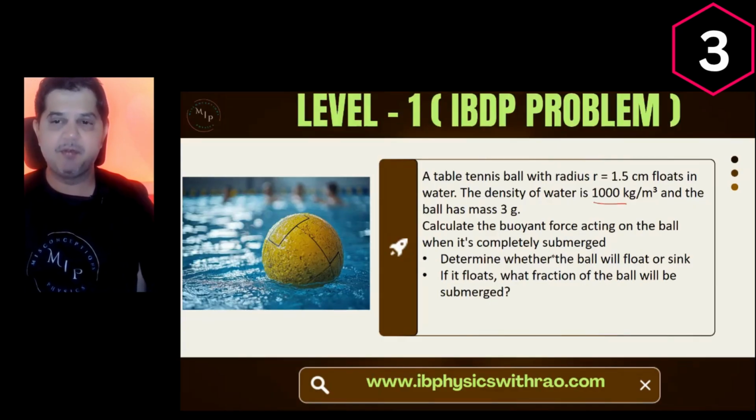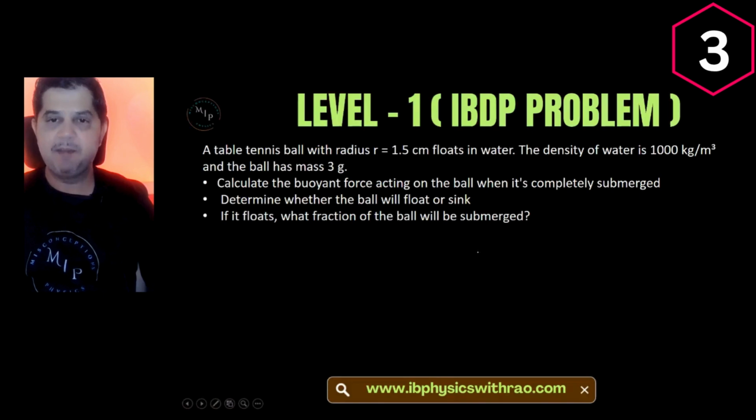We know that the buoyant force is given by the density of the liquid multiplied by the volume of the ball multiplied by gravity. If it floats, what fraction of the ball will be submerged? This has been asked. It is just floating, so we do not know how much volume is inside and how much is outside. That's what we need to find. Let me solve this first, and then we will proceed to the next one.